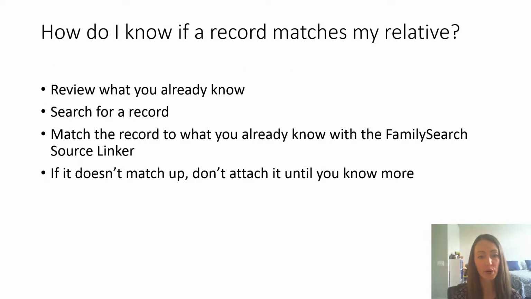So how do you know if a record matches your relative? You review what you already know in Family Tree. Then you go search for a record. Then you compare the information you find on the record to the information in Family Tree. And you can do this really easily with a tool in FamilySearch called the source linker. So if it doesn't match up, just remember you can wait until you know more before you attach it. And then you might find out that you shouldn't attach it because it doesn't match.